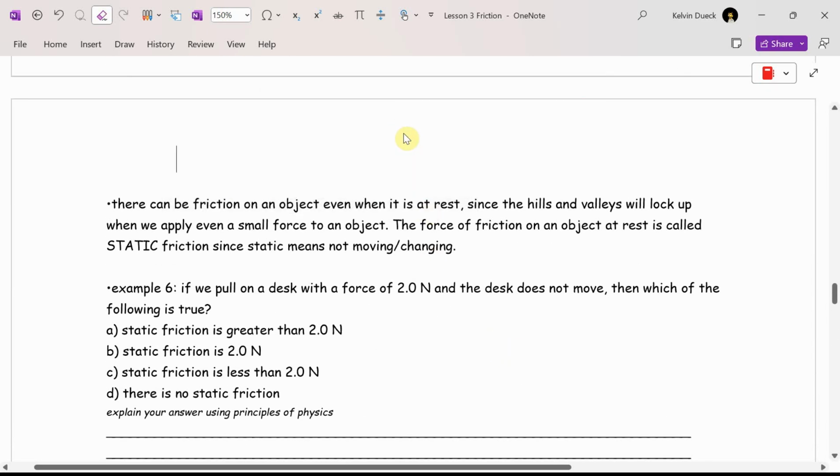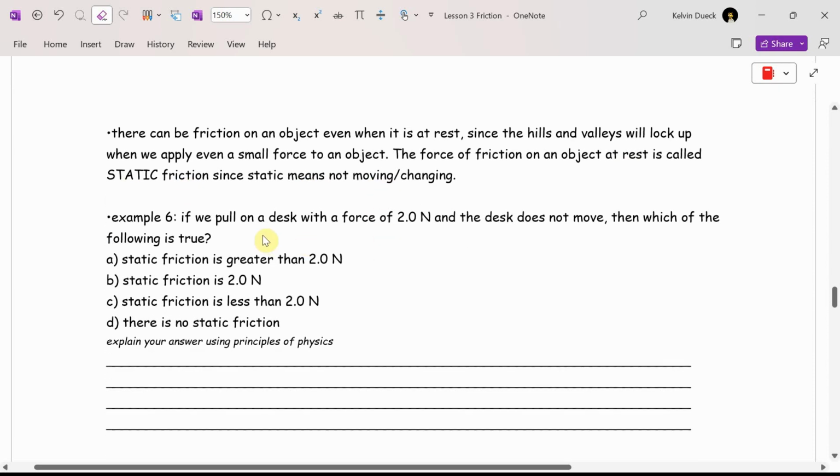So read along with me. There are actually two types of friction. There can be friction on an object when it's at rest, because those microscopic hills and valleys kind of lock up and settle into each other. So if I push on this desk right now, we've got a good thought puzzle. The force of friction on an object at rest is called static friction. Static means not moving or unchanging.